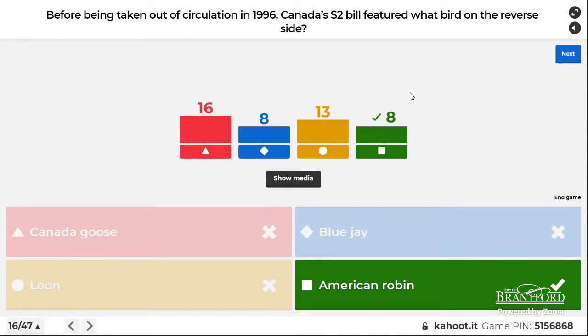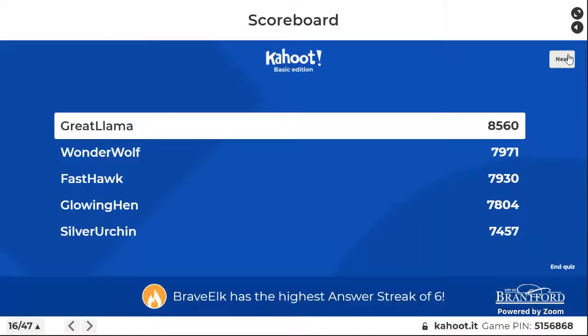Yep, so the answer actually is not something that was technically Canadian at all. It was a brown American robin on the backside of the bill. So a few of you did remember that. So let's check out how you did.